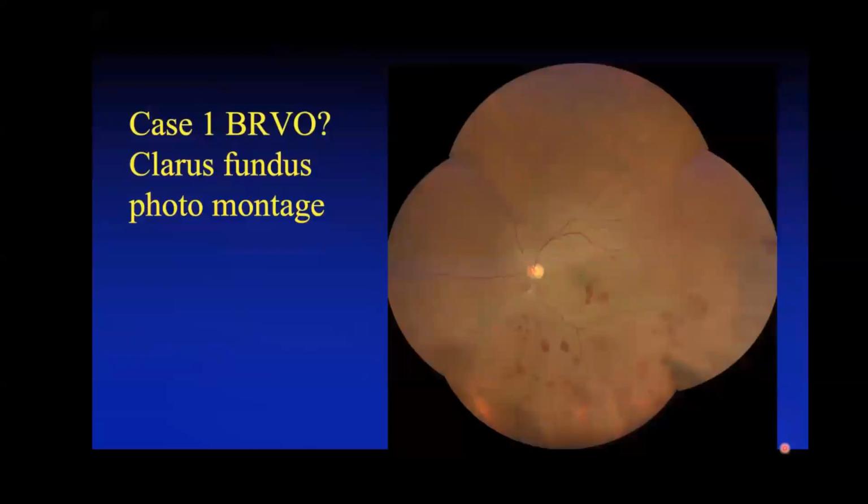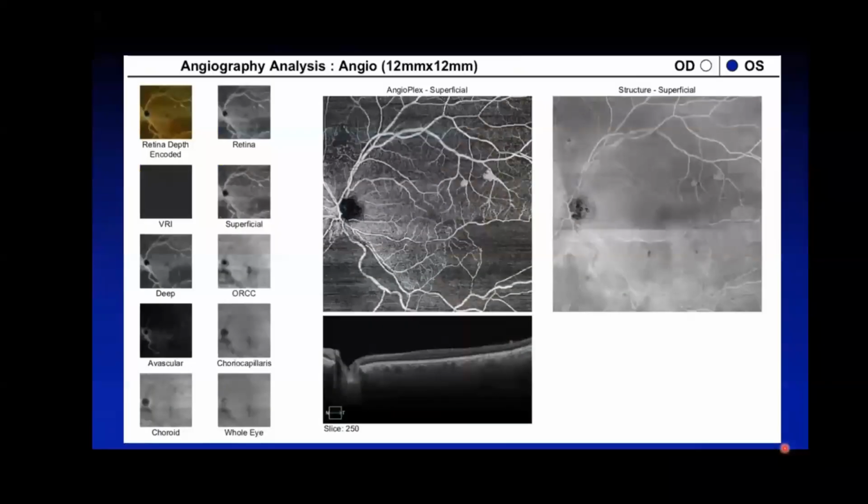Here is the Clarus fundus photo montage, which places multiple images together to get a wide field view. So here's the OCT angiography. This is the 12 by 12 millimeter view with the Angioplex looking at the superficial segmentation. And we can see that there are these large areas of capillary non-perfusion with no flow. But there's also a region up here superior to the optic nerve. And we can see that there's flow in these irregular vessels here.